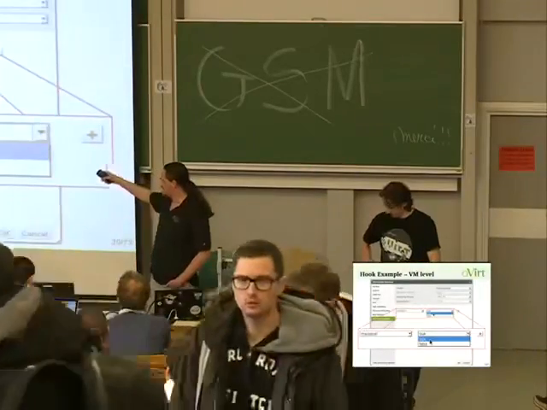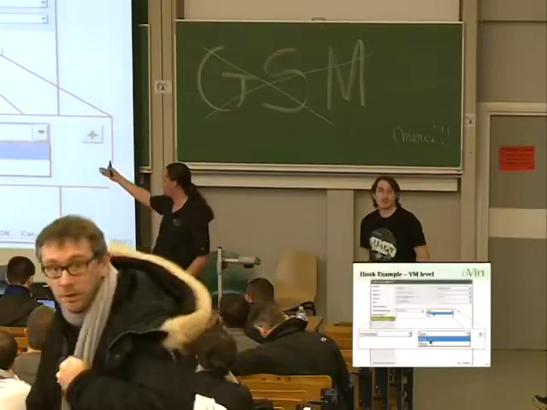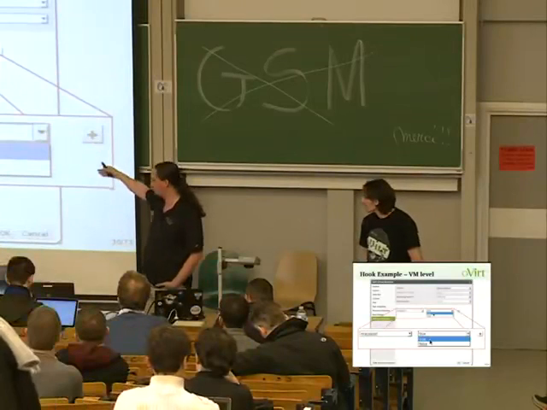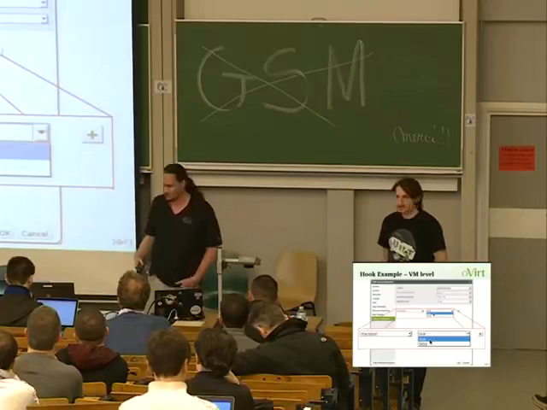And the custom parameter is specified in this case on the virtual machine level. So you have a custom properties tab. And you can just add whatever custom properties you want. In this case, you want MAC spoofing. So you say MAC spoofing, and you say true. You can also say false, and then it will obviously not run the hook.